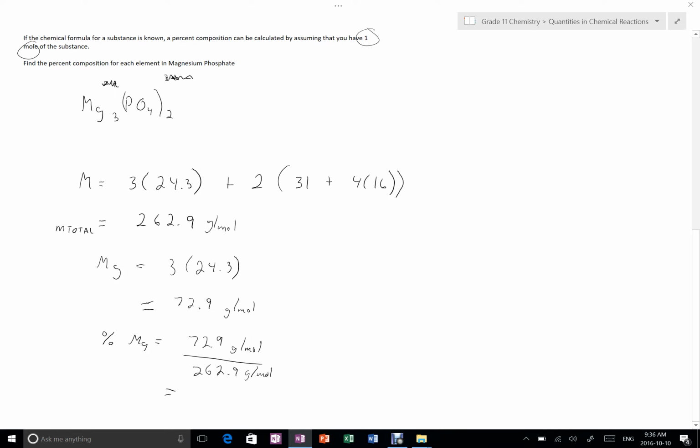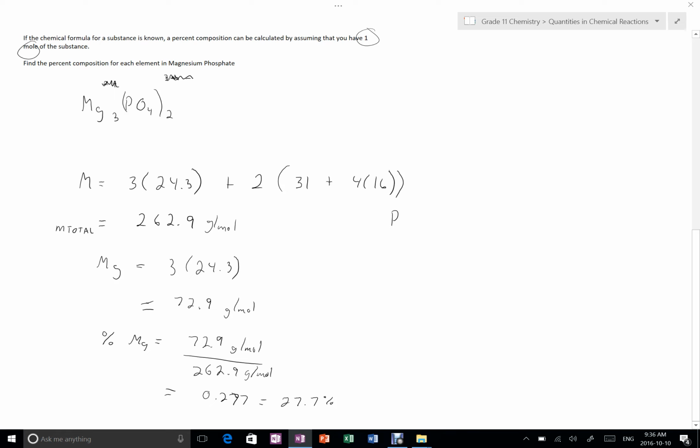So I get 0.277 or 27.7% magnesium. So that's magnesium. Let's deal with phosphorus next.